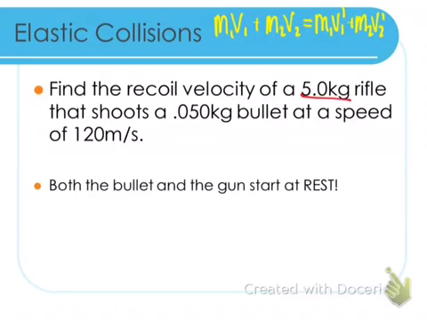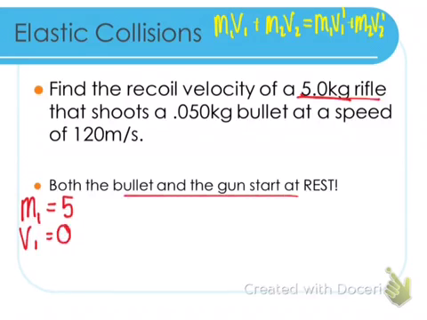We'll consider the gun here to be our rifle, our first object. So that means m sub 1 is equal to 5 kilograms. v sub 1 initially is at rest, right? Both the bullet and the gun start at rest. Okay, and since it's not v1 prime, we're talking about before the collision. Okay, mass of the second object is mass of the bullet, and that tells us it's 0.05.